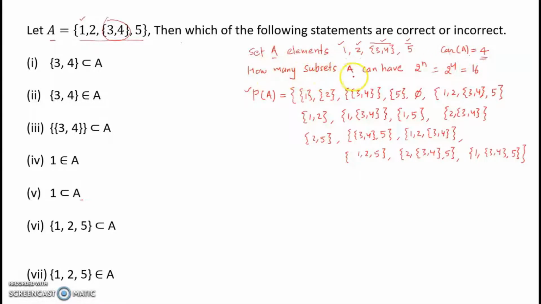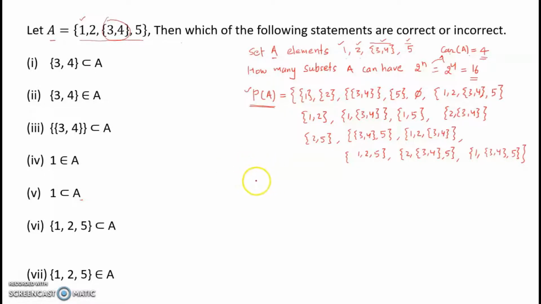How many subsets can A have now? 2 raised to the power n, where n represents the cardinal number. So 2 raised to the power 4, that means a total of 16 subsets. Now, if you look into all these 16 subsets, what could be the possible subsets? I have listed them down here. And this collection of subsets belongs to the power set of A. You can see other videos of mine on how the power set can be defined.